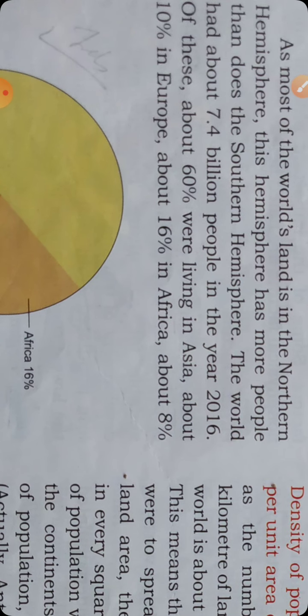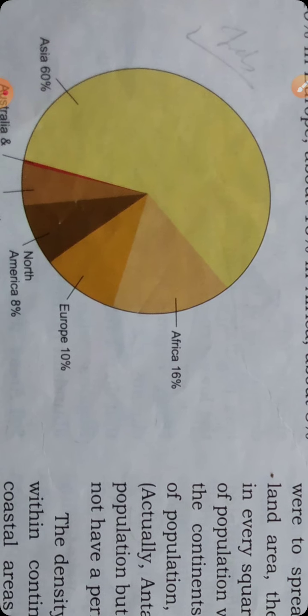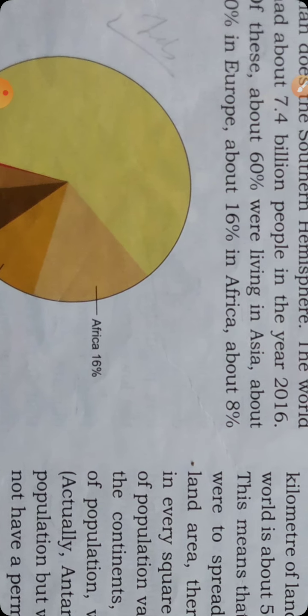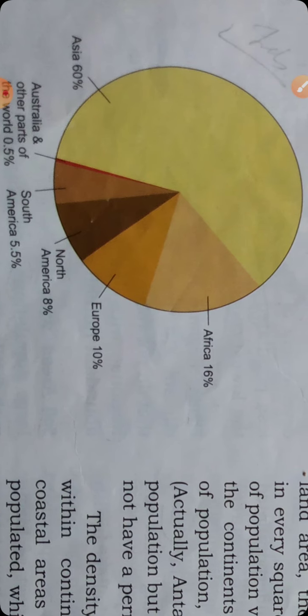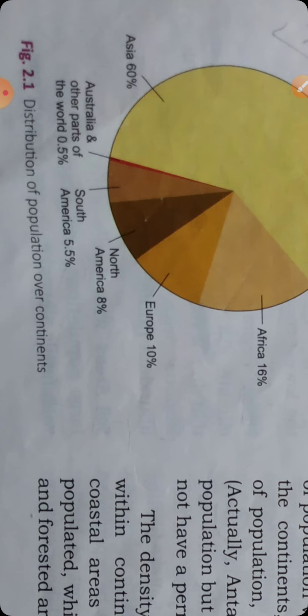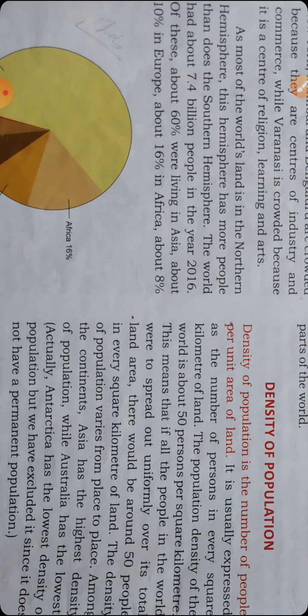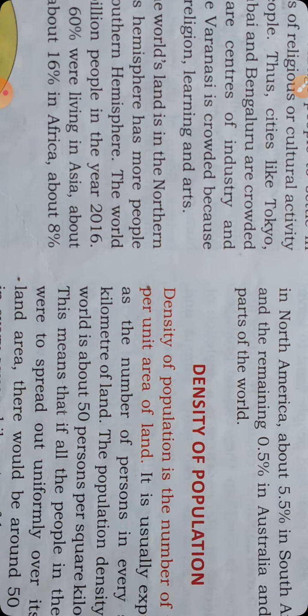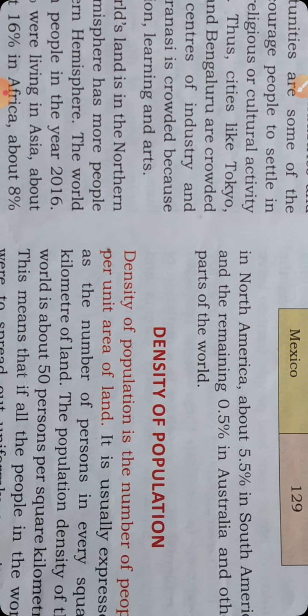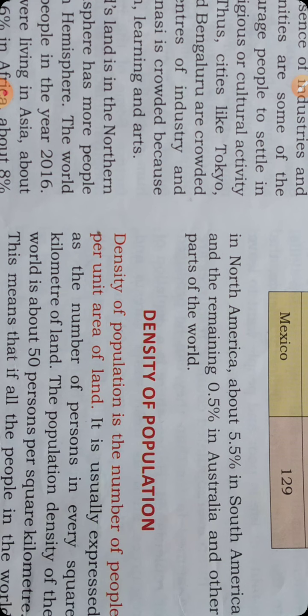The world had about 7.4 billion people in the year 2016. Of those, about 60% were living in Asia, about 10% in Europe, about 16% in Africa, about 8% in North America. So here you see the distribution of population by continent. Asia has a large population, while Australia has very few people. In South America we have 5.5%, and the remaining very small share, 0.5%, is in Australia and other parts of the world.